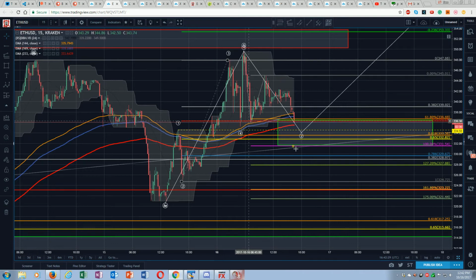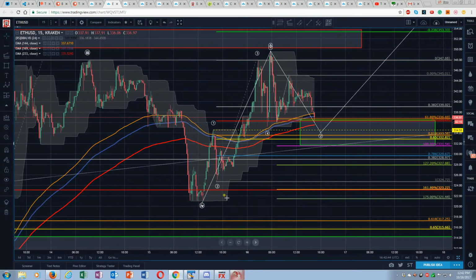So now we're looking for potentially, we've got a bigger box here. So entry zone here, here's the 618. Here's the 786. Here's the 100%. Even deeper potential target could be the 1272. That's not uncommon in a C wave. So again, it's just a matter of where you are comfortable.